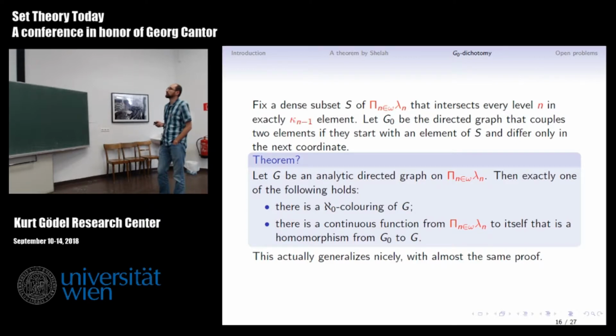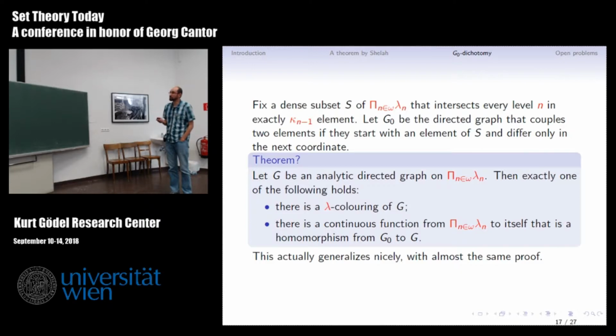What if we change the subset? There we had a subset that intersects every level in one element. This is not dense in this new space. So let's take one that intersects every level n in kappa_n minus 1 elements. Yes, sorry, it's lambda. I like to call lambda singular cardinals and kappa regular cardinals, and this time I changed that and forgot to change that one.